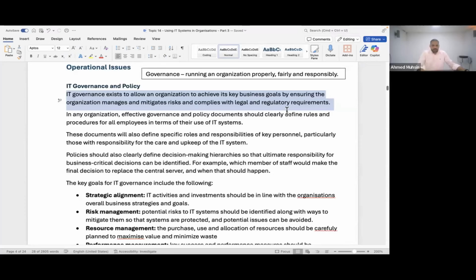In any organization, effective governance and policy documents should clearly define rules and procedures for all employees in terms of how they use the IT systems in the organization, what they can do, what they cannot do. Okay? Keep reading it. These documents will also define specific roles and responsibilities of key personnel, particularly those with responsibility for the care and upkeep of the IT system. When it comes to IT systems, guys, what are we talking about over here? We spoke about this in topic 13.